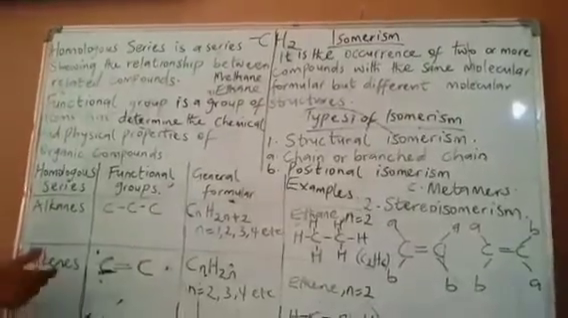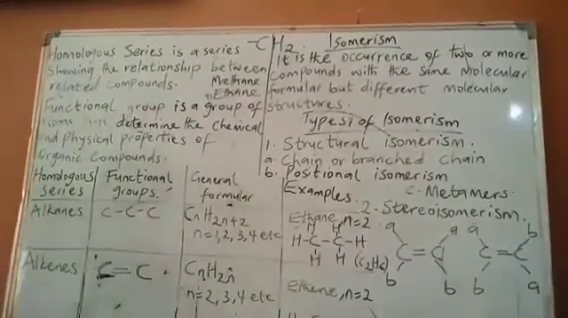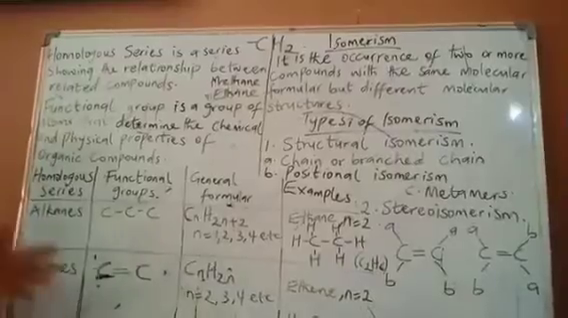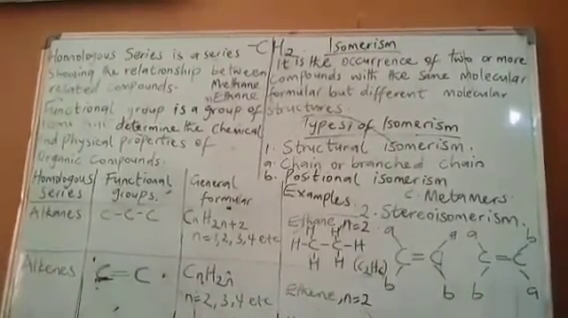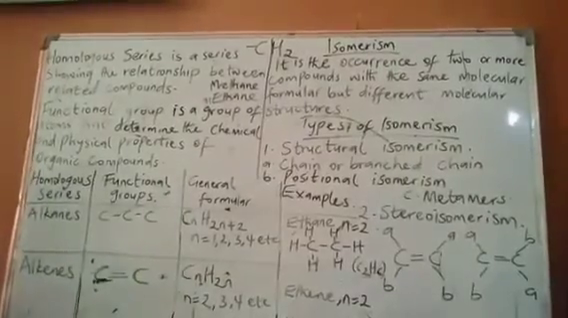Also, homologous series are prepared the same way. They have a similar preparation pattern. They have similar or the same chemical properties. They have the same physical properties, just some slight changes in the structures.